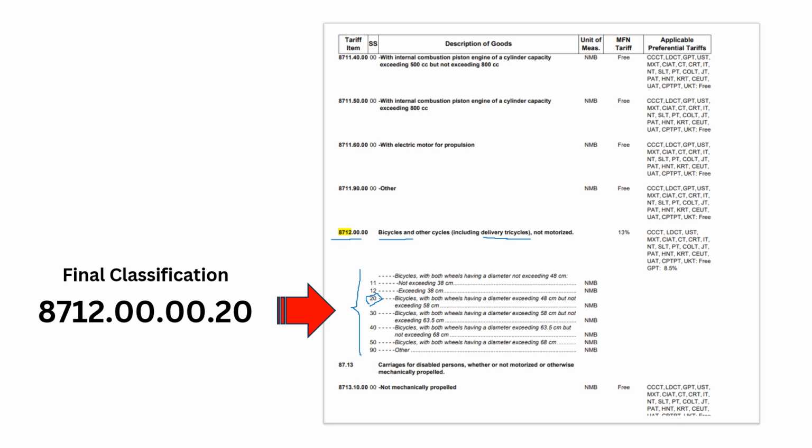Bicycles with both wheels having a diameter exceeding 48 centimeters but not exceeding 58. And the one that I have in my picture says 56. So I'm safe to say that this will be the right classification. Good for you guys. So now you are an expert if you keep on using that method.